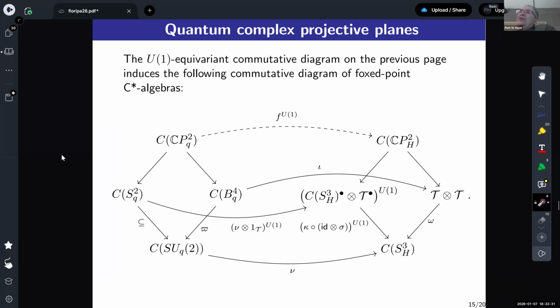It's something ugly. This is not CP1 Hilbert, the Hilbert quantum complex projective line. No, but it has the same K theory.